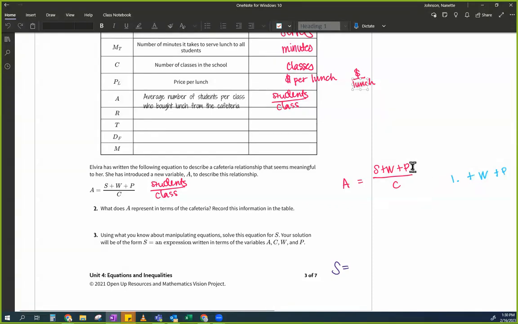Okay. Now, after I add all this stuff, what happens next? Ignore this side. After I add all this stuff, imagine it's one big number on the top. Yeah, you divide by C. Okay, so number 2 is going to be divide by C. And then you're done. Okay? So then, in order to solve for S, what am I going to take care of first? W and P or C?